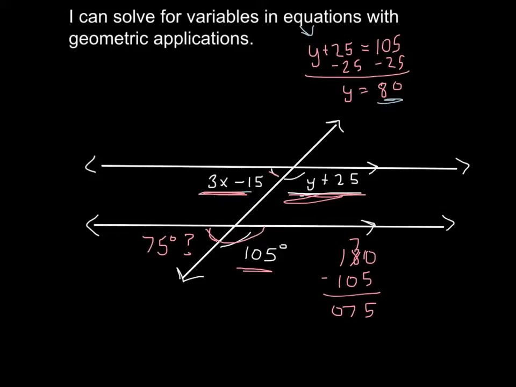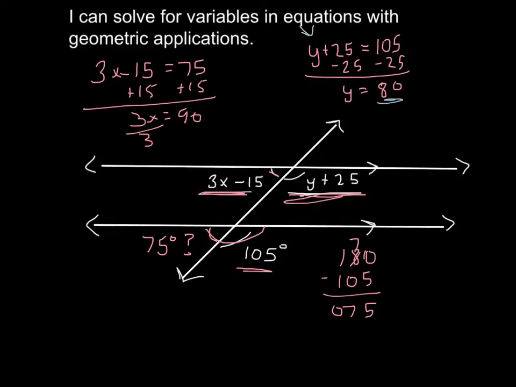So now I can take the same similar strategy. 3x minus 15 should equal 75. So if I add 15 to both sides, I get 3x is equal to 90. And then I, of course, divide both sides by 3, and I end up with x being equal to 30. So I've done all this work to come to the conclusion that x must therefore be equal to 30 and y must be equal to 80.